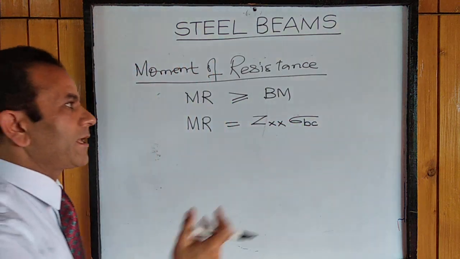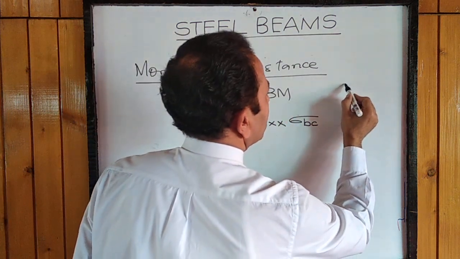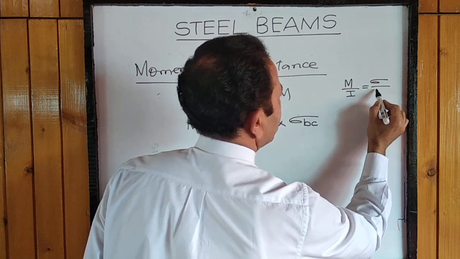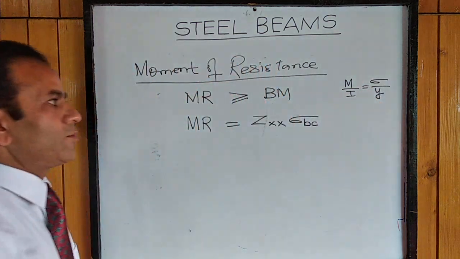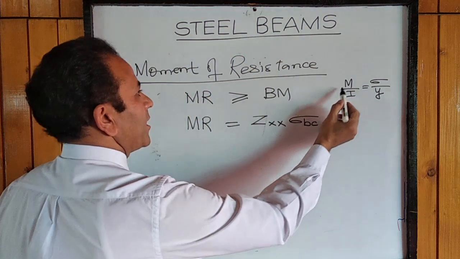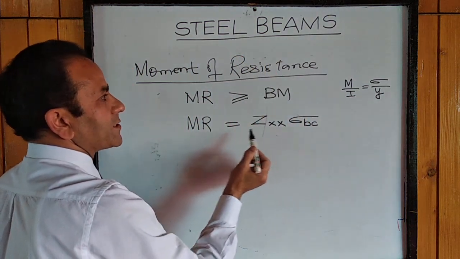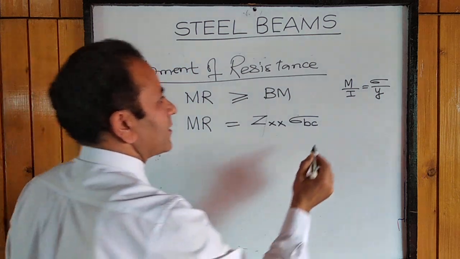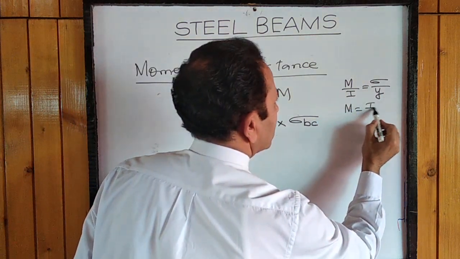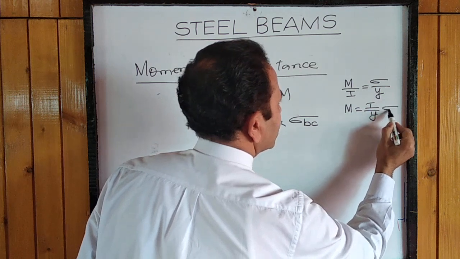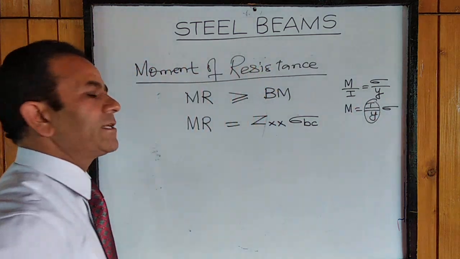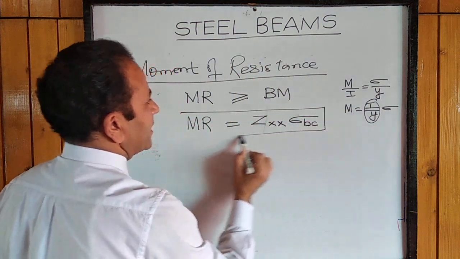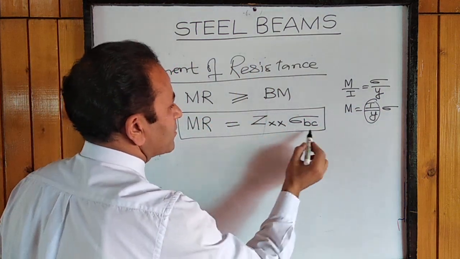From the basic equation, we had M upon I equal to the bending stress divided by y. So the bending moment, or moment of resistance, will be I upon y multiplied by the bending stress. This I upon y we can write as the section modulus of the particular section. So moment of resistance shall be Zxx multiplied by sigma bc.